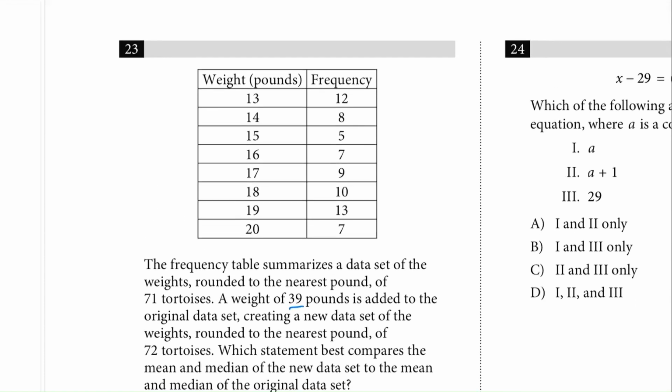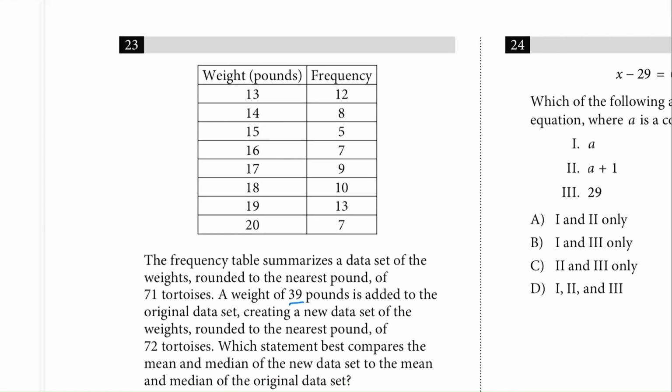Now, the median is going to be affected just a little bit, but perhaps it depends because 72 tortoises is going to be an average between two numbers. It's going to be the 36th number on either side from right to left. So we can go ahead and just find out what that would be by looking at the frequency that occurs and adding those numbers up until we get to 36.